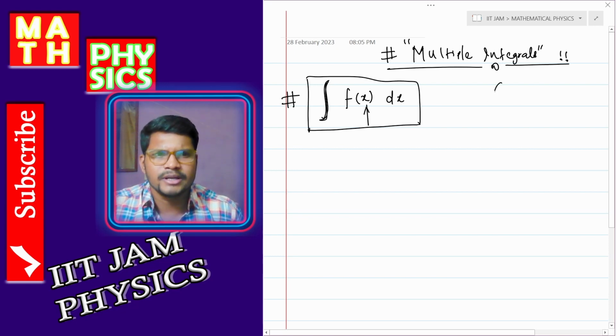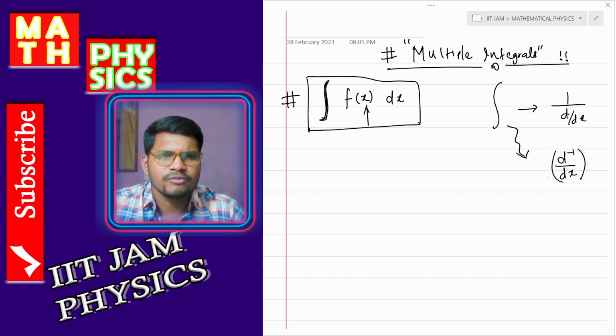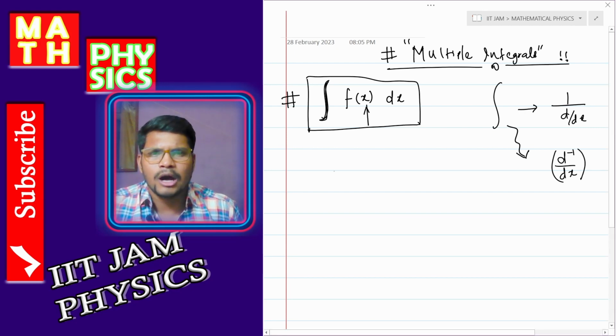So basically, what is this integration? Integration is basically the inverse of derivative. If you take an inverse of any derivative, then you will end up with the integrals. And we already know how this integral works.